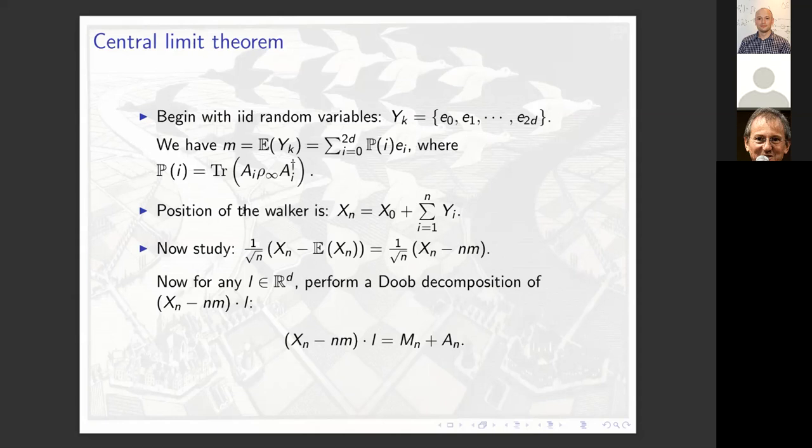Now, a key quantity for us is this expression: xn minus the expectation value of xn. Using the information on the slide, you can show that this expectation value is given by n times m. From this quantity, for any vector in our d-dimensional space, you can perform a decomposition. You can decompose this scalar product of the random process into a martingale, so this M here is a martingale, and some other contribution.